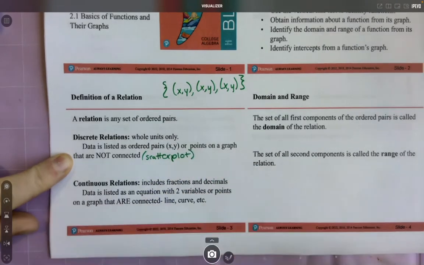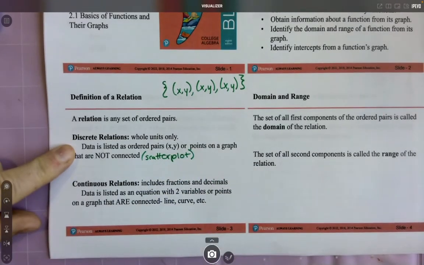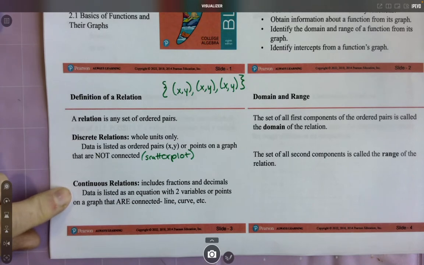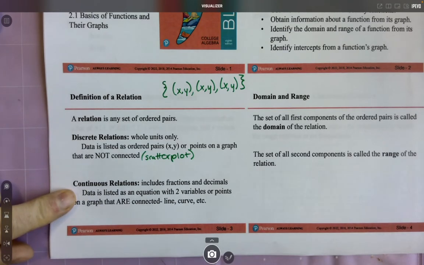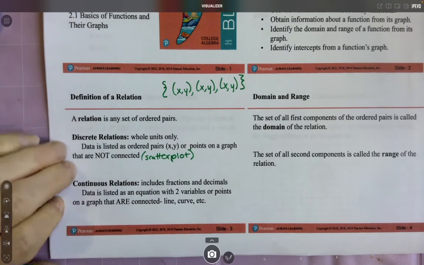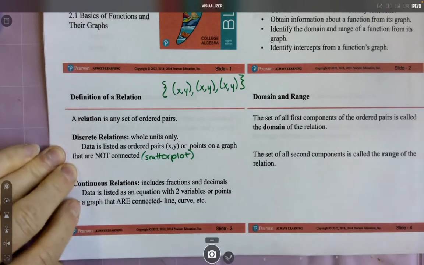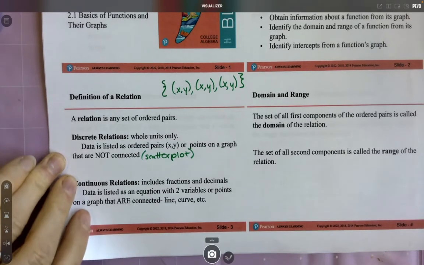So that is discrete. When we do domain and range of discrete, we do a list, which we'll talk about in a minute. Continuous includes fractions and decimals. It's what the word says, continuous. It continues on. It's connected. So data is listed as an equation with two variables or points on a graph that are connected, a line or a curve, something like that.